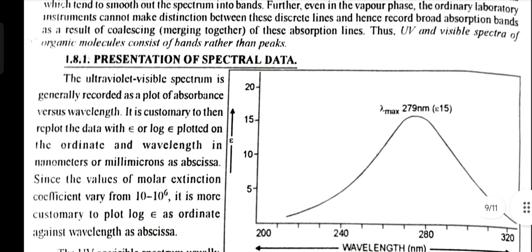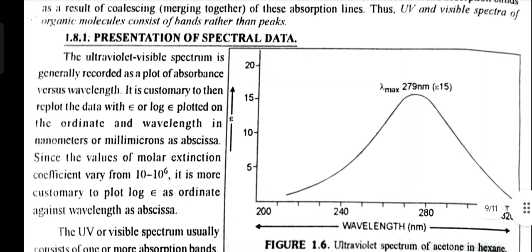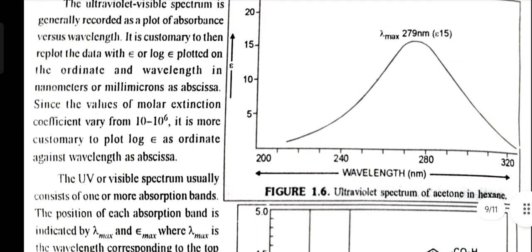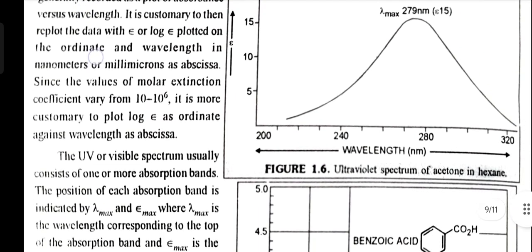Presentation of spectral data. The ultraviolet visible spectrum is generally recorded as a plot of absorbance versus wavelength. It is customary to then replot the data with epsilon or log epsilon plotted on the ordinate and the wavelength in nanometers or millimicrons as abscissa. Since the values of molar extinction coefficient vary from 10 to 10 raised to power 6, it is customary to plot log epsilon as ordinate against wavelength as abscissa.